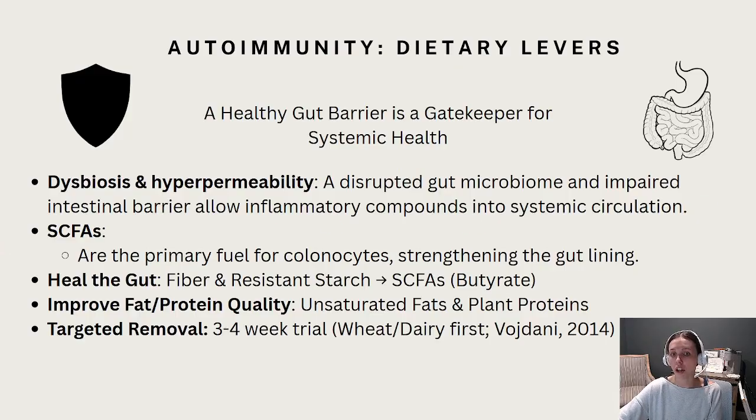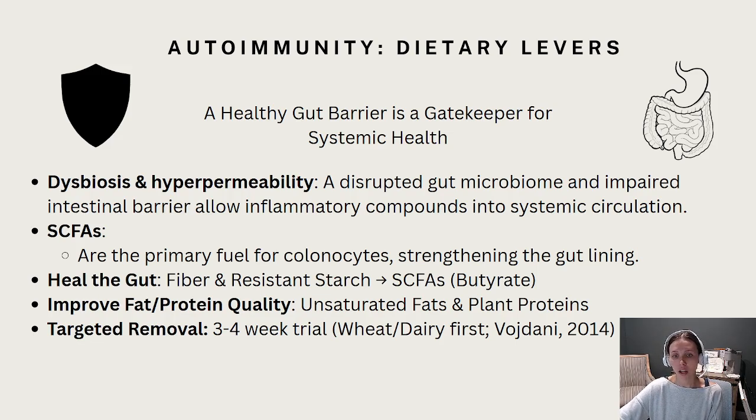And so our dietary strategy has three levers. First, we must start by healing the gut, and we do this by feeding the gut microbiome with fibers and resistant starch from foods like oats and legumes and cooked and cold potatoes. And then these are then fermented into short chain fatty acids like butyrate, which is the primary fuel for colonocytes, and that strengthens the gut lining and improves barrier function.